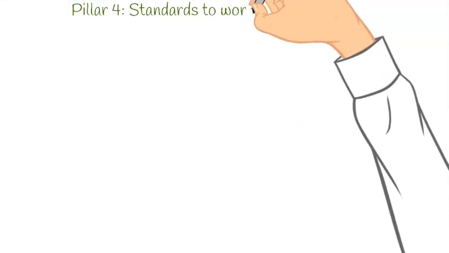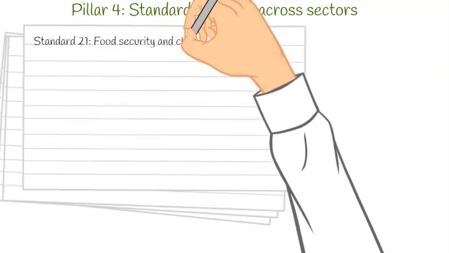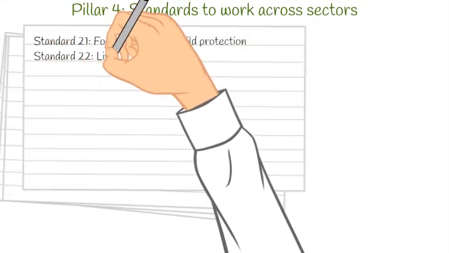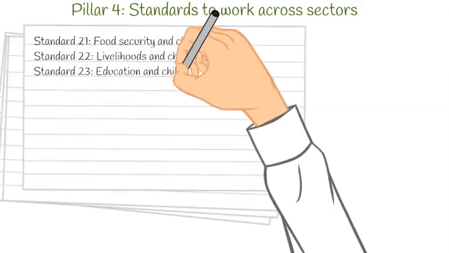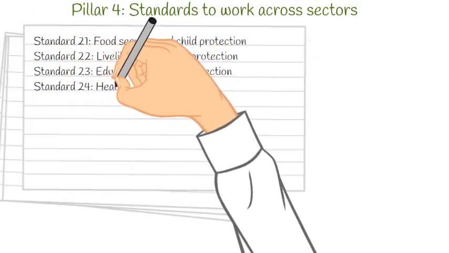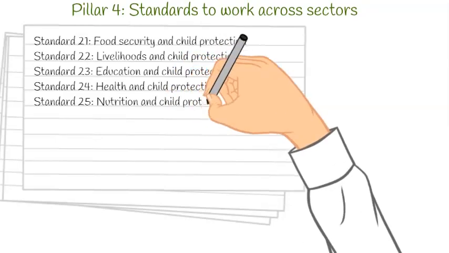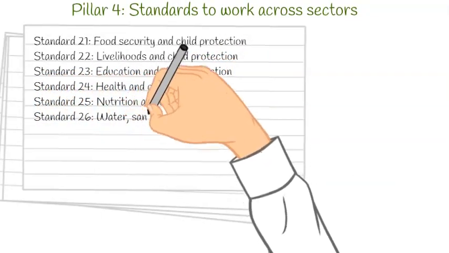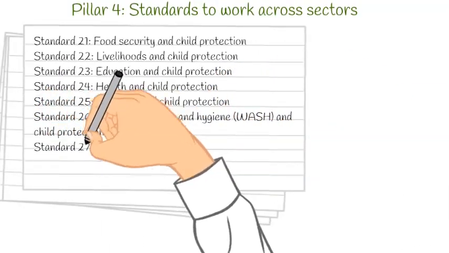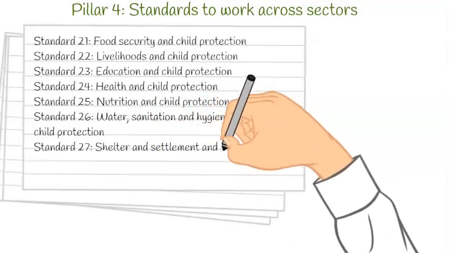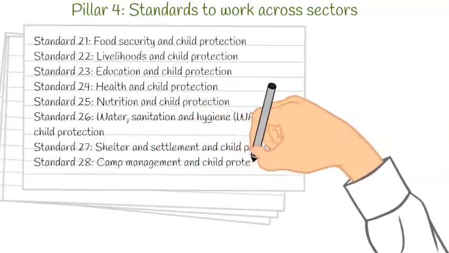Pillar 4, Standards to work across sectors. Standard 21, Food security and child protection. Standard 22, Livelihoods and child protection. Standard 23, Education and child protection. Standard 24, Health and child protection. Standard 25, Nutrition and child protection. Standard 26, Water, sanitation and hygiene, WASH, and child protection. Standard 27, Shelter and Settlement and Child Protection. Standard 28, Camp Management and Child Protection.